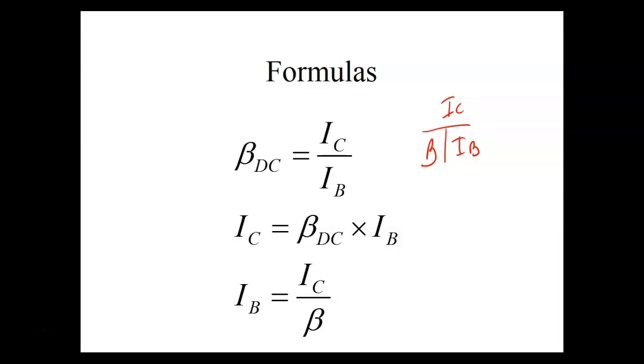Now, what's nice about most of our formulas, just about every one of them is a three-term formula, right? Once you've got one formula, you can put it inside this triangle. It's not really a triangle. Then we can use it to get the other formulas, right? So we know beta is equal to IC over IB. So what would IB be equal to? IC over beta, right? And then what would IC be equal to? Beta times IB. Are we okay there?